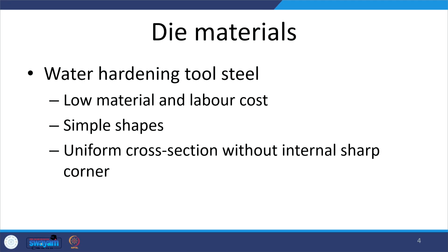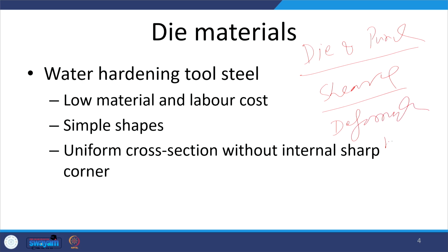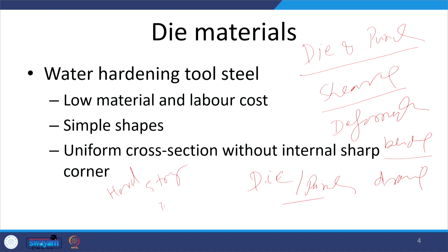Next is the die and the punch. These two ensure smooth sheet metal operations, either shearing, like in metal cutting, or plastic deformation, like in bending or drawing operations. In all these cases it is important that the die and punch are hard, strong and resistant to wear. So these are the three important characteristics: high hardness, high strength and good wear resistance.